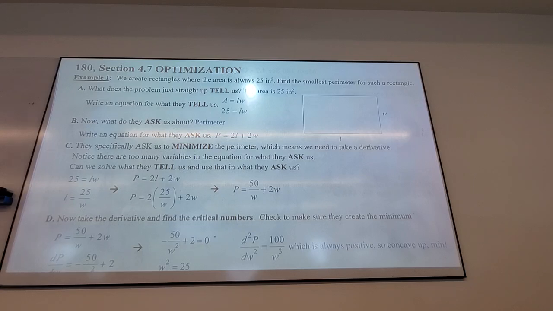Can somebody give me one way to make a rectangle where the area is 25? The easiest way, of course, would be 5 by 5. Is that the only way? No, you could do 1 by 25. Is that the only way? No. I could do 10 by 2.5. Yes? You guys kind of with me?